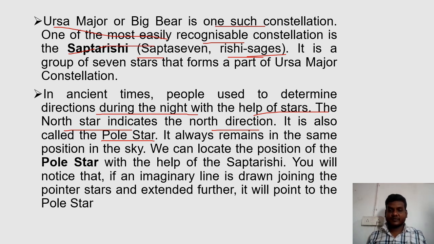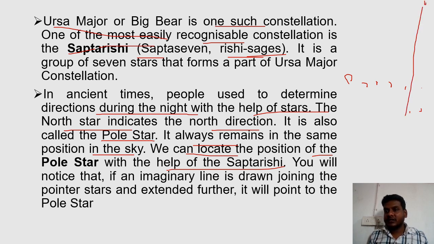It is also called the pole star. It always remains in the same position in the sky. It cannot change its position. We can also locate the pole star easily with the help of the Saptarishi. You can see it here, and in this direction we also find the pole star. If an imaginary line is drawn joining the two stars, it points to the pole star.